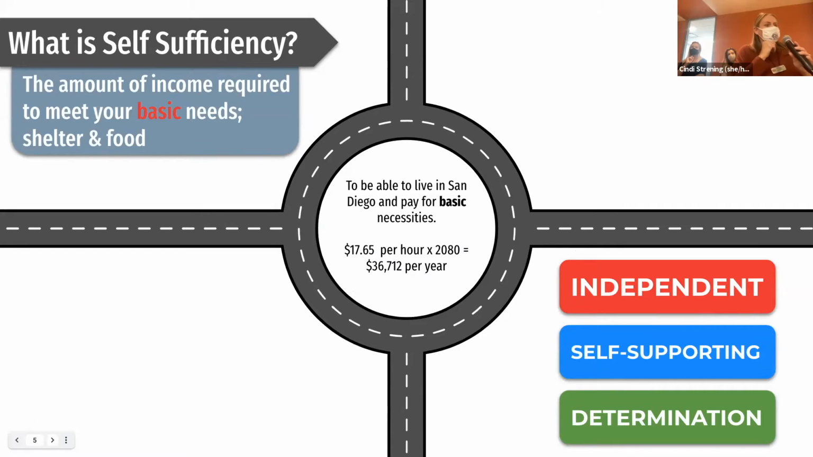So that being said, I know we went over this last year if you were here, but you want to be self-sufficient. That's what it's called, to be independent, to be able to pay for your own things, to be able to go out for dinners and still be able to pay your rent and your bills. So this is the amount of income required to meet your basic needs. So this is shelter and food.